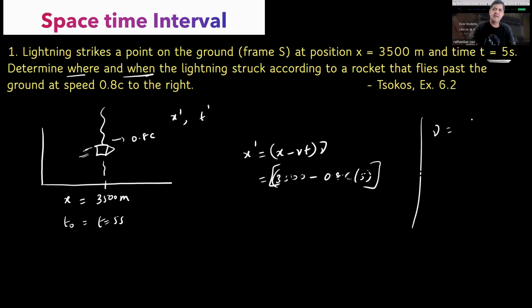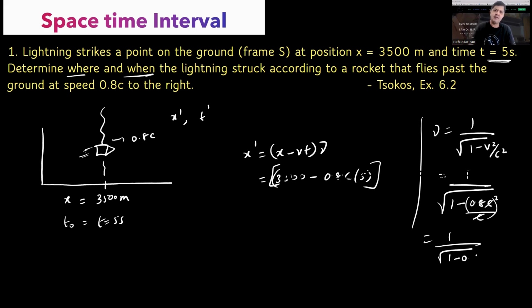Let us write this down. Gamma is equal to 1 by root of 1 minus v square by c square. What's the value of v? V is 0.8c, so it is 1 by square root of 1 minus (0.8c) the whole square divided by c square. So this c square and this c square go away. I get 1 by square root of 1 minus 0.64, which is 1 by square root of 0.36, which is 1 by 0.6. 0.6 is 6 by 10, which is equal to 5 by 3. This is the value of gamma.